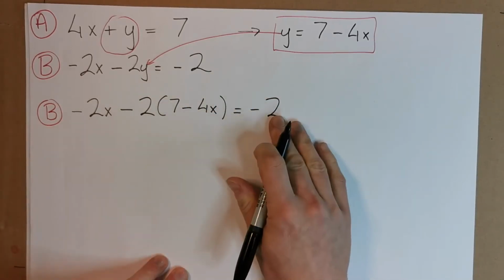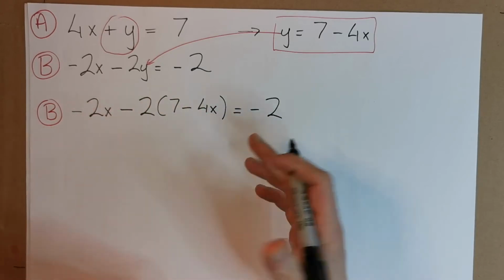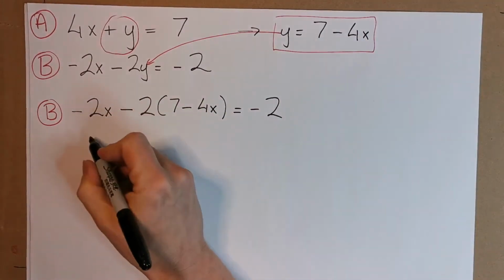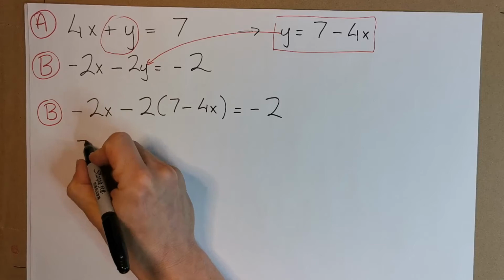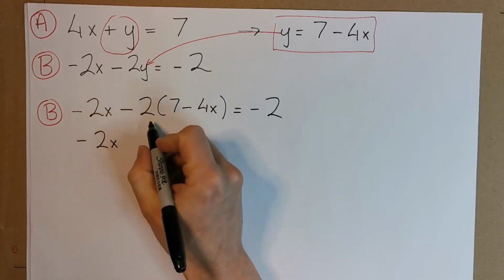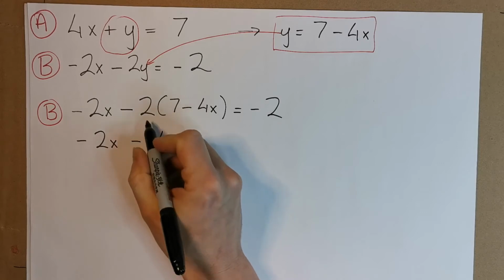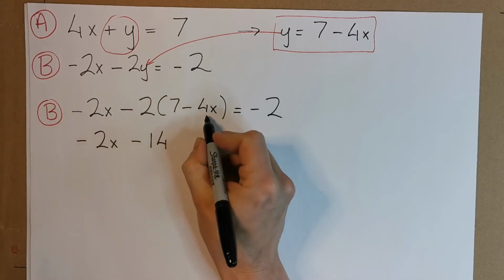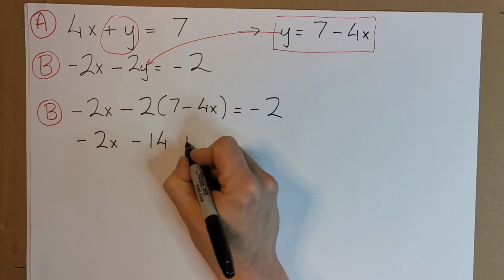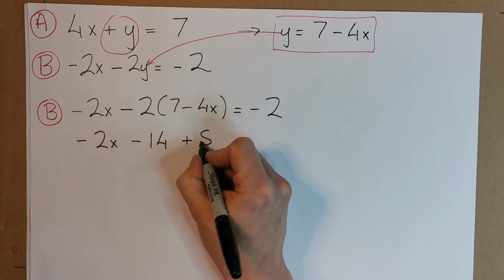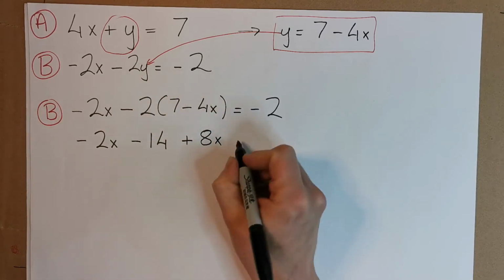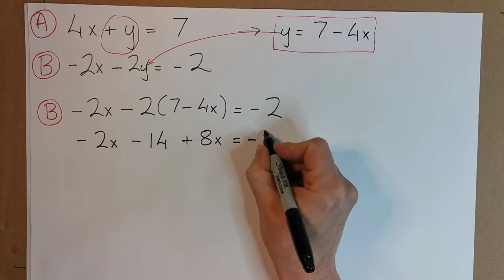Now we have one equation and one variable, so this is actually solvable on its own. So let's multiply in this 2. Let's do it in some steps here. So we have minus 2x. Now minus 2 by a plus 7 is going to give us a minus 14. A minus 2 by a minus 4x, well, that's a minus by a minus, giving us a plus, and 2 by 4, giving us 8, and the x, of course. Okay? Equals minus 2.